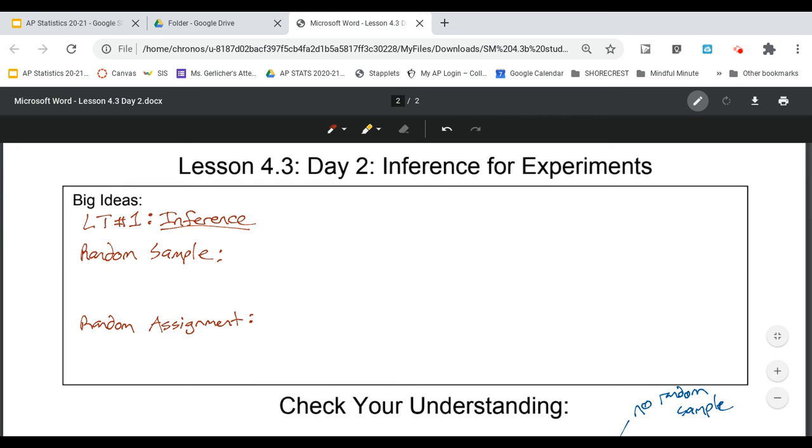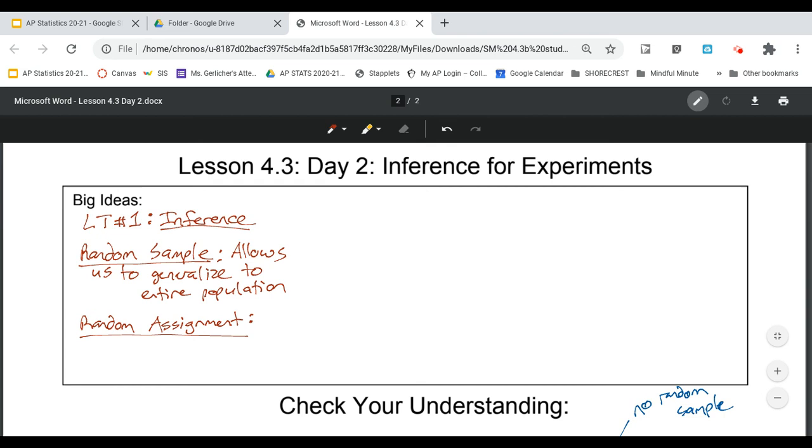So a random sample doesn't have to be an experiment. That could be an observational study. And it allows us to generalize to the entire population. And by generalize, I mean whatever conclusion we make about our sample, we can infer that same conclusion onto the population. So if it's a good random sample, we can say what I saw in the sample is what is true in the general population.